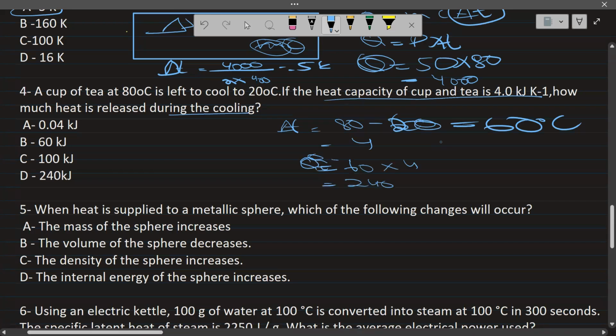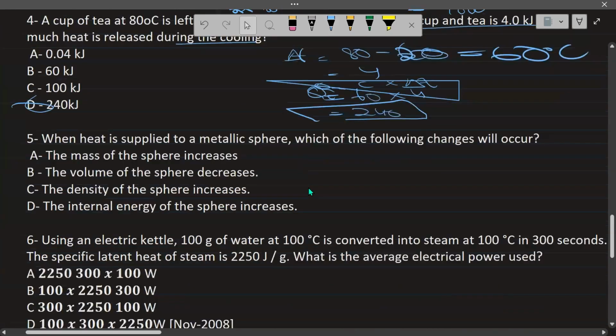Q is equal to C times delta T. In this question, the formula will be like this. And the answer is 240, and hence D is the answer. Now let's move on to 5.